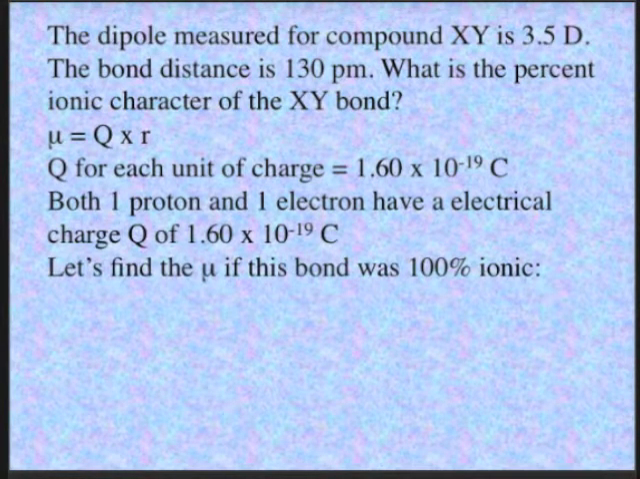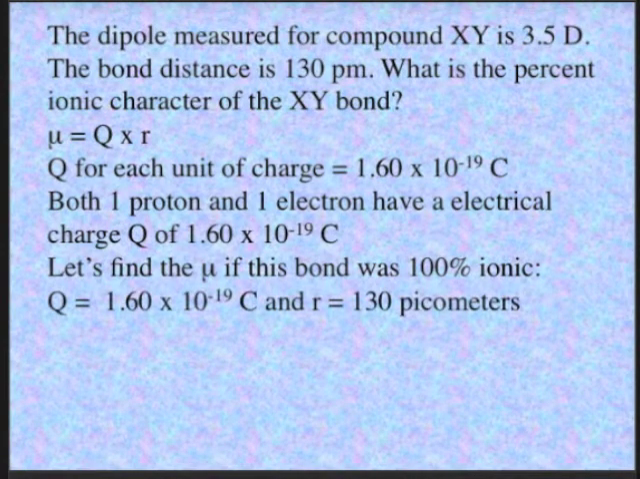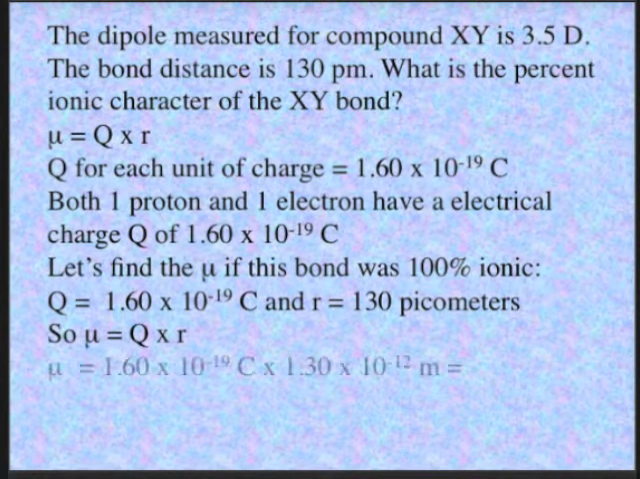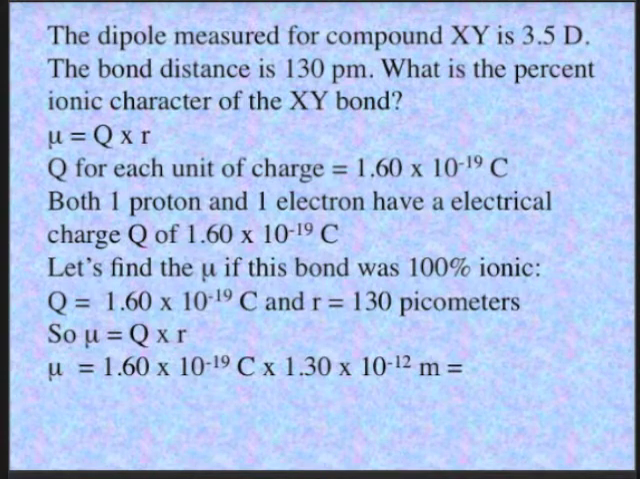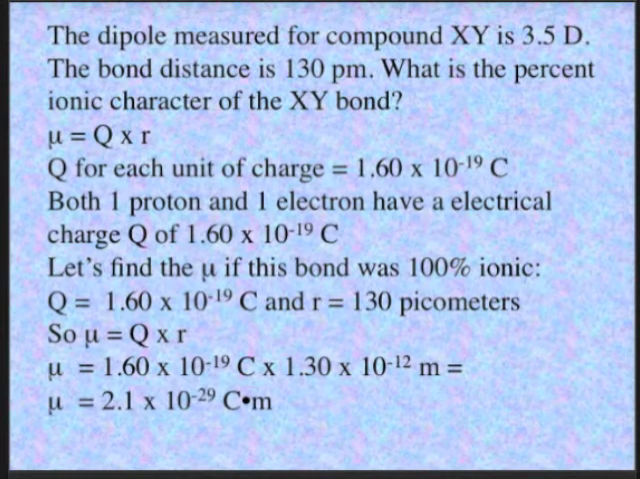Now let's find the dipole moment of this bond if it were 100% ionic. So Q equals 1.6 times 10 to the minus 19 coulombs. R is 130 picometers. Plugging that into our formula, we get 1.6 times 10 to the minus 19 coulombs times 1.3 times 10 to the minus 12 meters, and that equals 2.1 times 10 to the minus 29 coulomb meters.